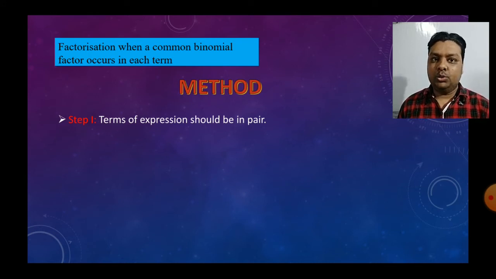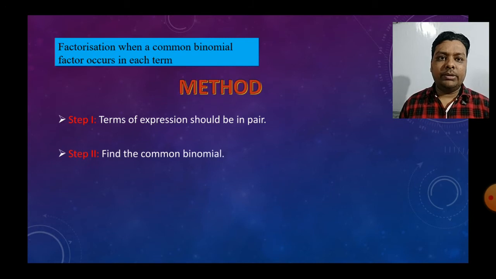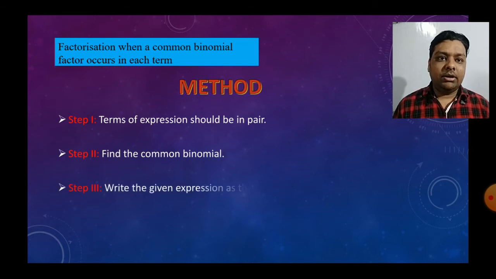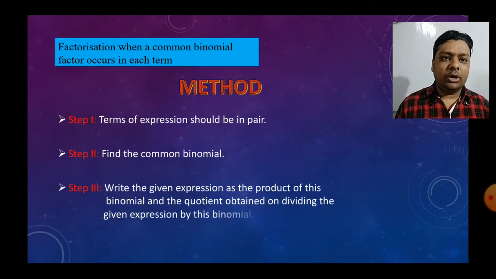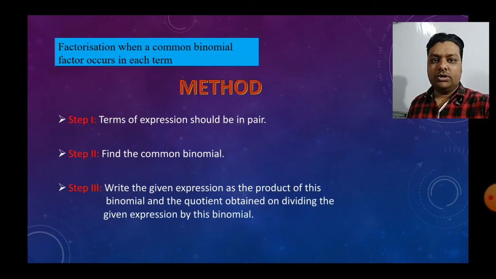If there are 2 terms, then it is in pair. If there are 3 terms, then we will convert it into pair. If there are 4 terms, then it is already in pair, like this. Okay. Now step 2, find the common binomial in each term. Now step 3, write the given expression as the product of its binomial and the quotient obtained on dividing the given expression by this binomial. Okay students, so these are the 3 steps. Now let's start.